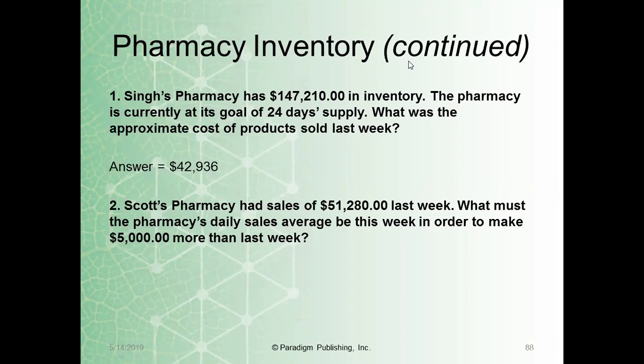Next problem says Scott Pharmacy had sales of 51,280 last week. What must the pharmacy's daily sales average be this week in order to make 5,000 more than last week?